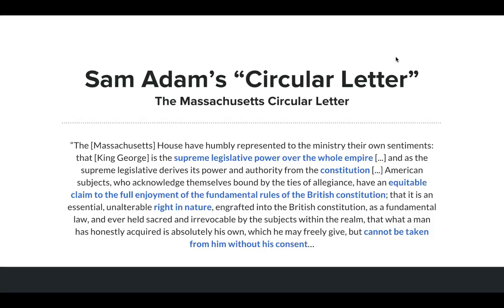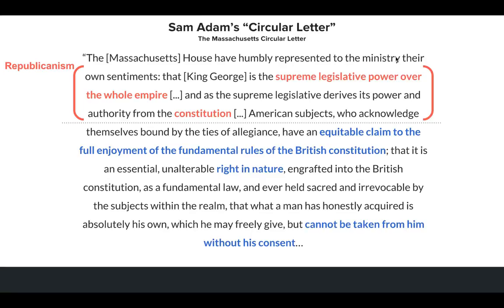All right, so the circular letter is technically called the Massachusetts Circular Letter, and it reads, "The Massachusetts House have humbly represented to the Ministry their own sentiments, that King George is the supreme legislative power over the whole empire, and as the supreme legislative derives its power and authority from the Constitution, American subjects who acknowledge themselves bound by the ties of allegiance have an equitable claim to the full enjoyment of the fundamental rules of the British Constitution, that it is an essential, unalterable right in nature, engrafted into the British Constitution as a fundamental law and ever held sacred and irrevocable by the subjects within the realm, that what a man has honestly acquired is absolutely his own, which he may freely give, but cannot be taken from him without his consent." All right, so I'm just going to break this apart for you guys.